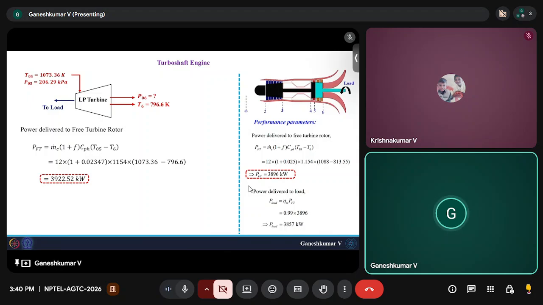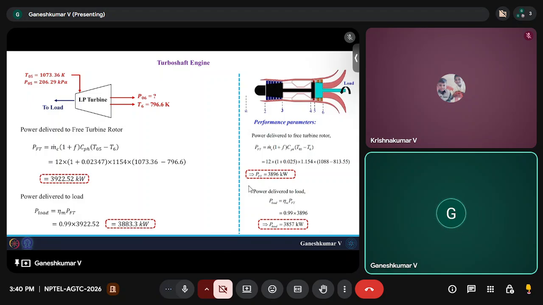But since it is connected to a load through a shaft, the mechanical efficiency comes in. So the power delivered to the load is 99% of this, which is roughly 3883.3 kilowatt. Okay, which is also higher, roughly 30 kilowatts higher than what we got for the compressor pressure ratio of 9.5.